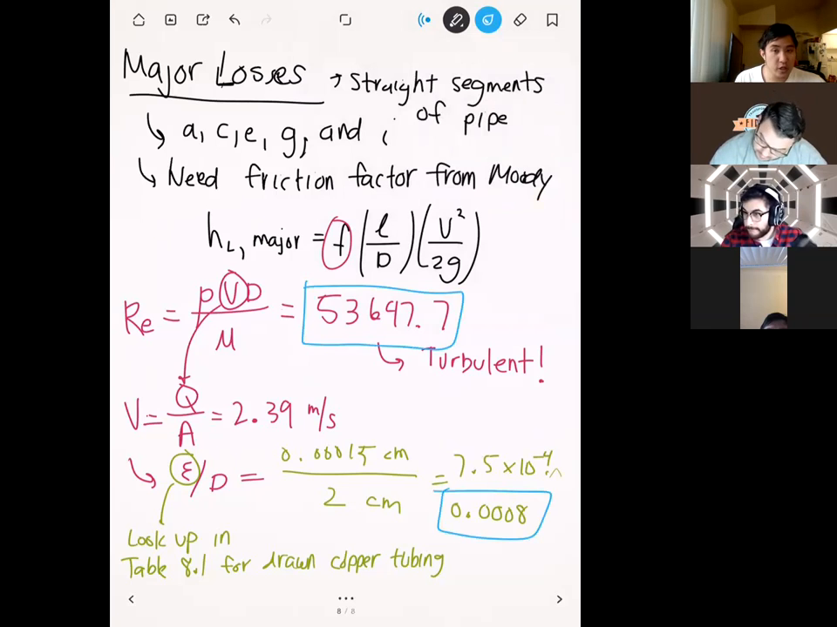With this Reynolds number and this ratio of epsilon over D, what we get is a friction factor of 0.02. Yeah, using the MATLAB code, I got a factor of 0.0232, so that's pretty close already.